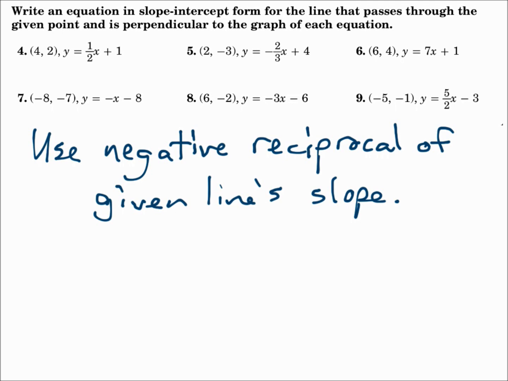Write an equation in slope-intercept form for the line that passes through the given point and is perpendicular to the graph of each equation. So, use the negative reciprocal of the given line's slope, and the rest of it, solve it just like we have been.